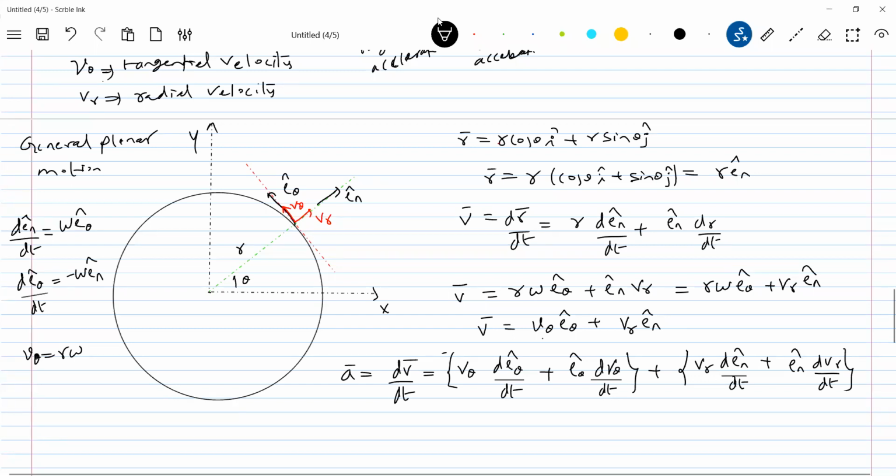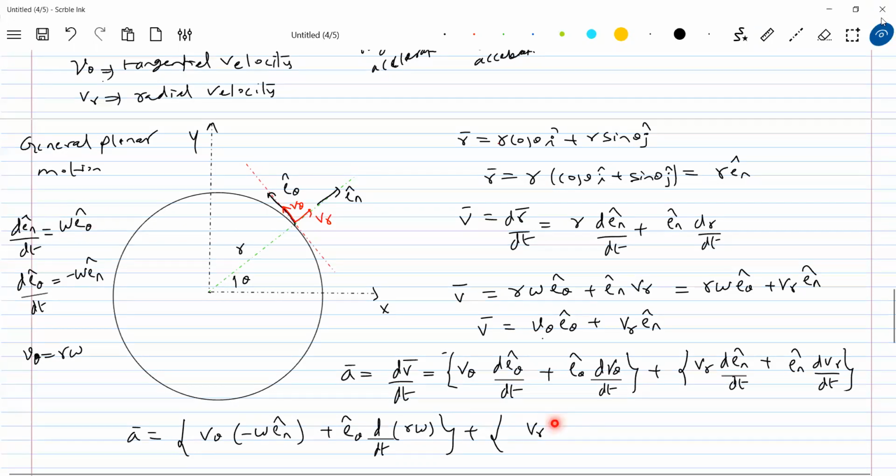Now again substitute the original formulas. V theta. What is de theta cap by dt? From this, minus omega en cap, plus e theta cap. What is tangential velocity v theta? V theta should be called r omega. So write it r omega. Vr den cap by dt. Den cap by dt. Look at this from here.